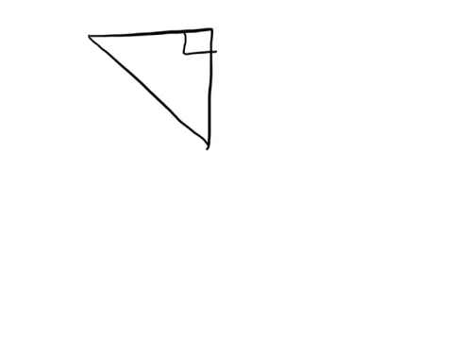Practice problem number 2. We have a right triangle, and it's going to have legs of 18 and 24, but we don't know the hypotenuse. Solve for that.